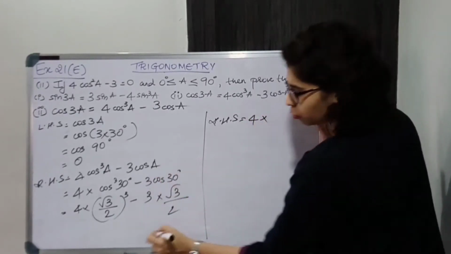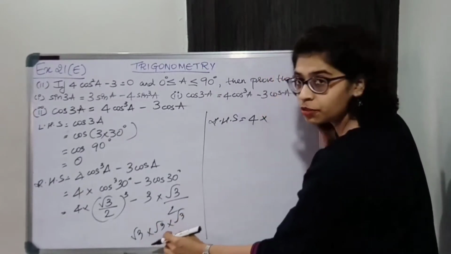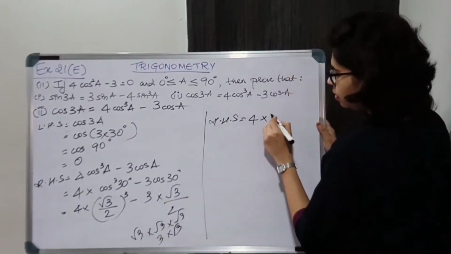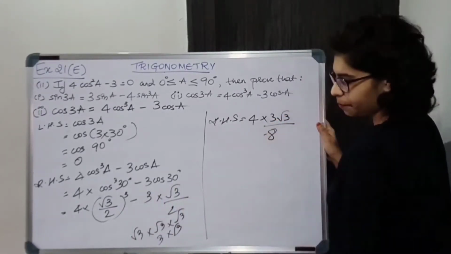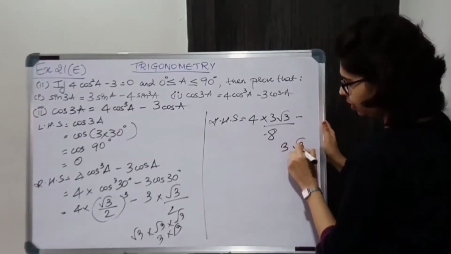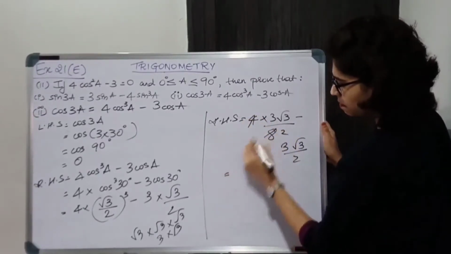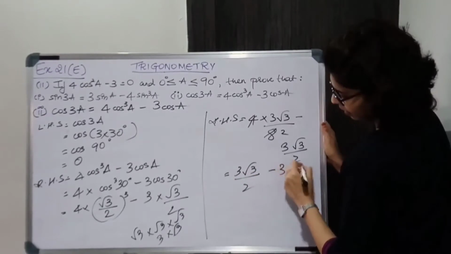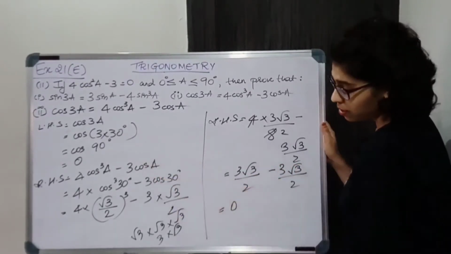4 into root 3 cube. Root 3 into root 3 into root 3 becomes 3, root 3 into root 3 gives 3 into root 3, that is 3 root 3. So 3 root 3 upon 2 cube, which is 8, minus 3 root 3 upon 2. 4 2s are 8, so we are left with 3 root 3 upon 2 minus 3 root 3 upon 2, this gives 0. So LHS is equal to RHS.